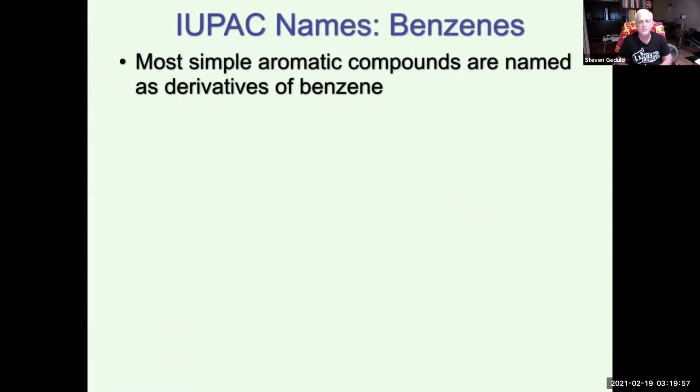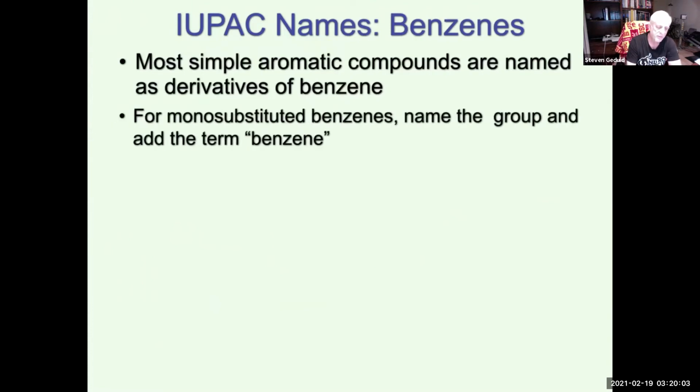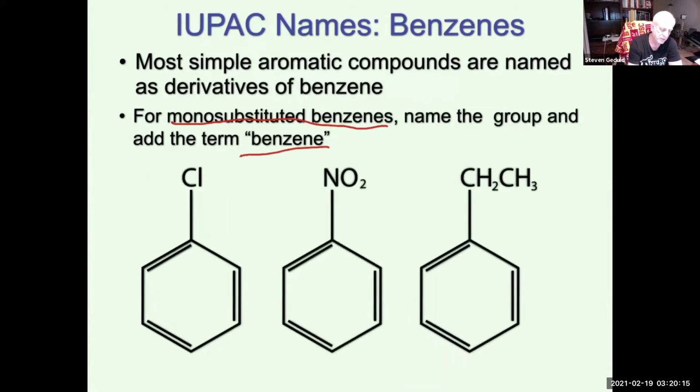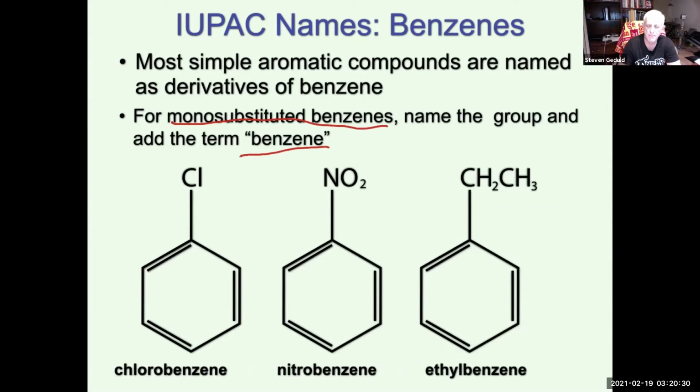So as we name benzene, a large number of compounds are named as derivatives of benzene. For monosubstituted benzene, I mean, we add one thing to it, you name the group and then add the word benzene, like chlorobenzene, bromobenzene. Okay. So the first one would be chlorobenzene. Second one would be nitrobenzene. Third one would be ethylbenzene. Now, we'll get into that a little bit later with toluene.